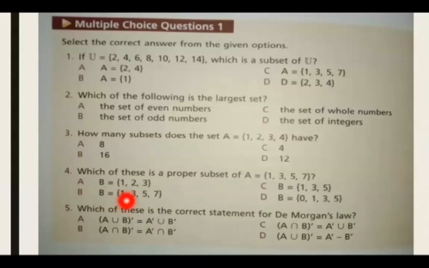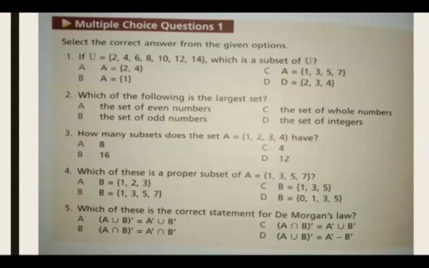Now check option B. In option B, there are the elements 1, 3, 5, 7. These are the same elements as the set A. So this is an improper subset of A, not a proper subset. Now check option C. Here are the elements 1, 3 and 5. These elements are in the set A. But the set A has a fourth element 7 which is not in this subset. So C is the proper subset of A. Hence the right answer is C.